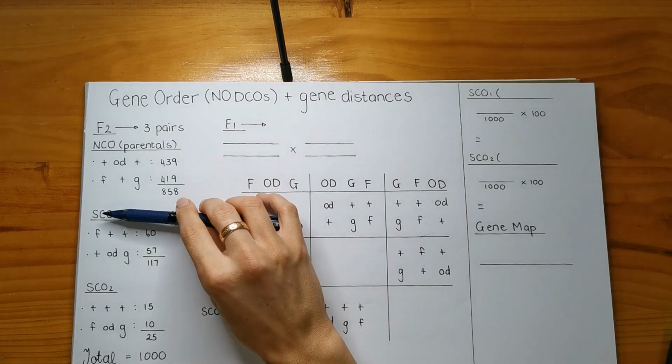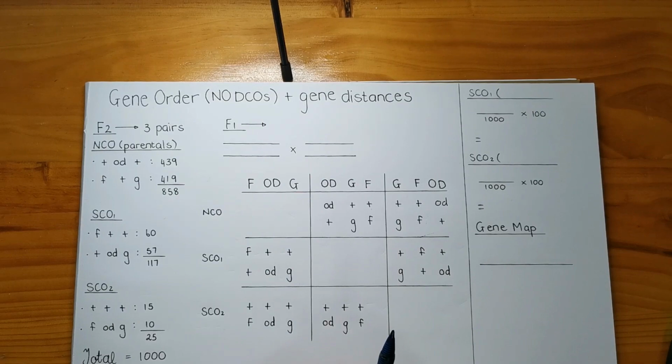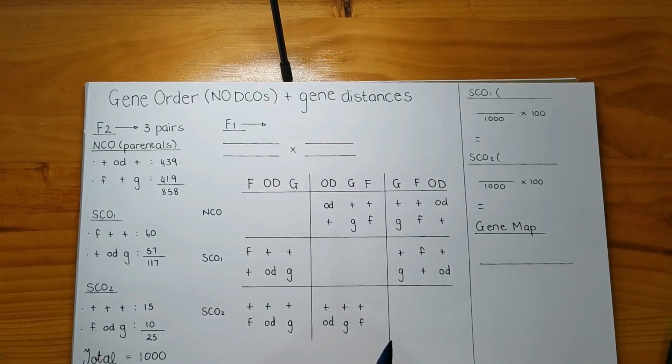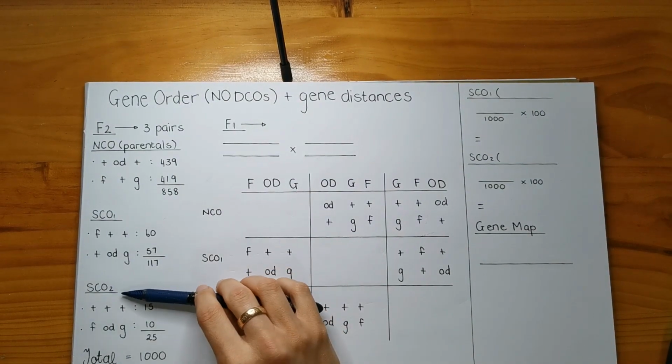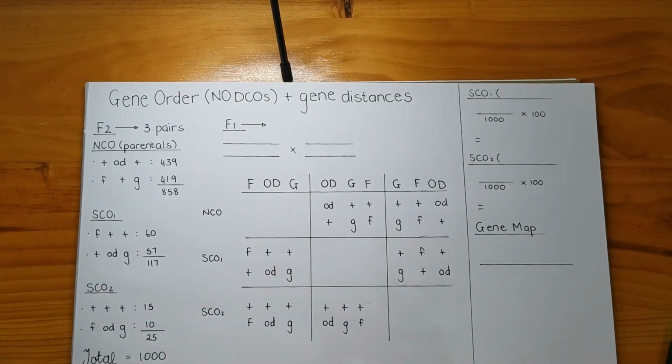And here's my single crossover 1 group. They are just below the no crossovers. And then my single crossover 2 is usually the least. In this case, there are no double crossovers, but they would be the lowest group, lowest frequency, I should say.